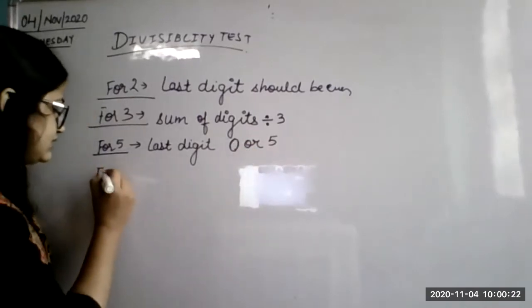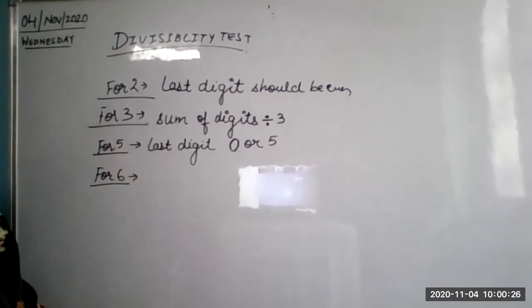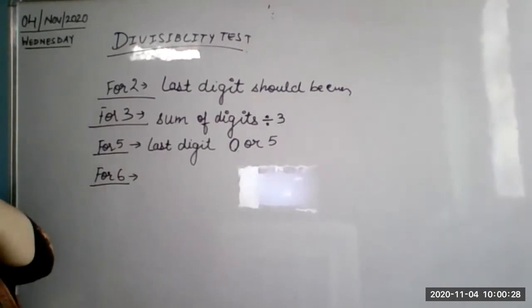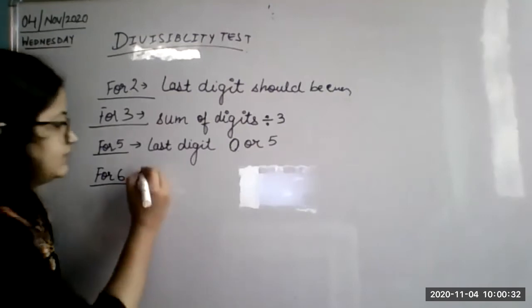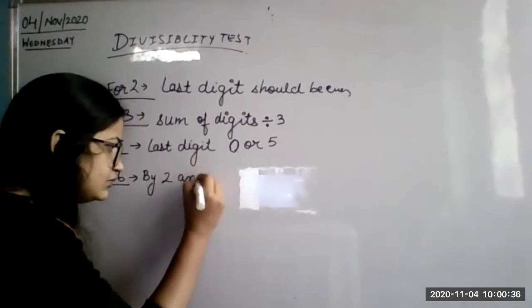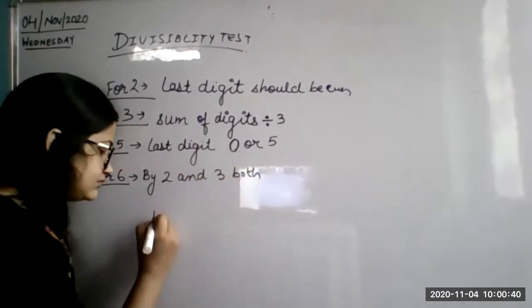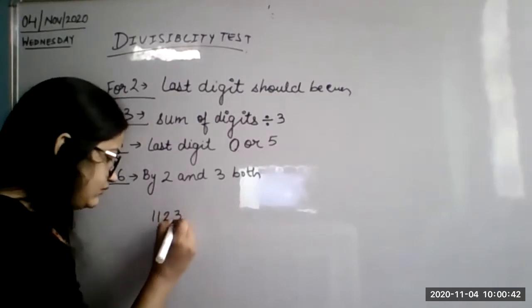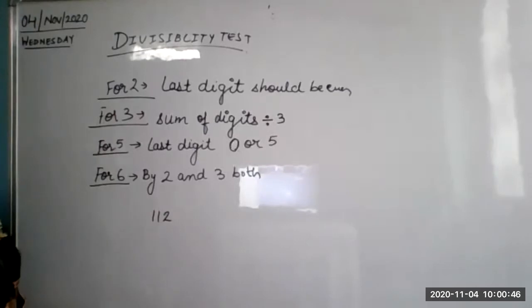Now tell me for 6, what is the divisibility test for 6? Ma'am, for 6, the number should be divided by 2 and 3 both. Ma'am, the number should be divided by 2 and 3 both. Tell me, is this number divisible by 6?